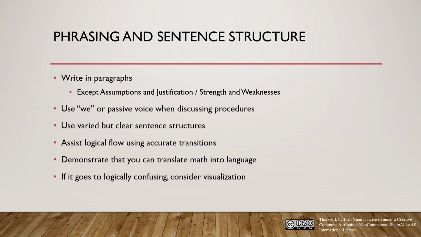And when you're describing procedures, you should use sentences that begin with we, which is we do what, or you can use passive voice. Do not use imperatives. And you should use varied sentence structure because it makes your paper more interesting, but they have to be clear. Transition phrases are often very helpful for you to improve the logical flow so that people can understand your paper better.